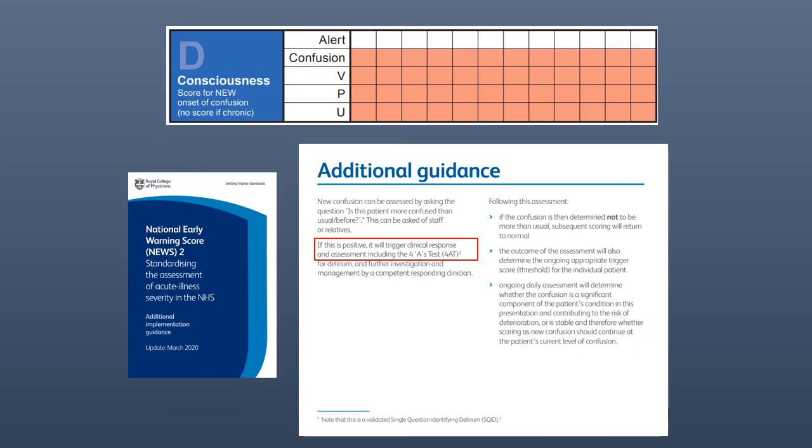This is guidance that was issued by the Royal College of Physicians in England, and they base their advice on the SQUID, but tying it to the National Early Warning Score version 2, which was introduced about 3 years ago, and it has the alert, confusion, and then responsiveness to verbal, painful stimuli, or unresponsive as you. And this urges that if there's new confusion, or if somebody's in the V or P state, that they undergo a 4AT to determine if they have delirium.